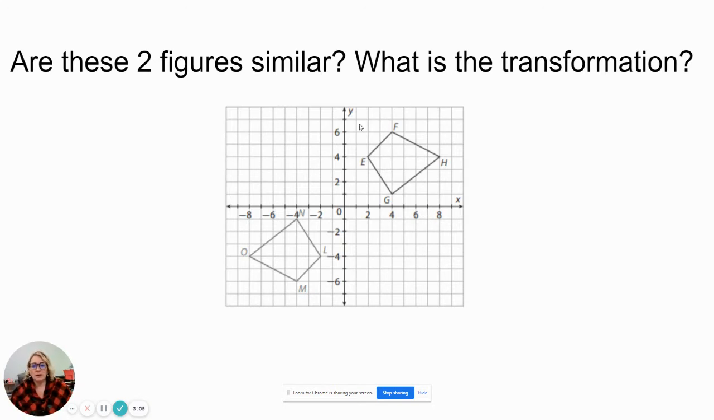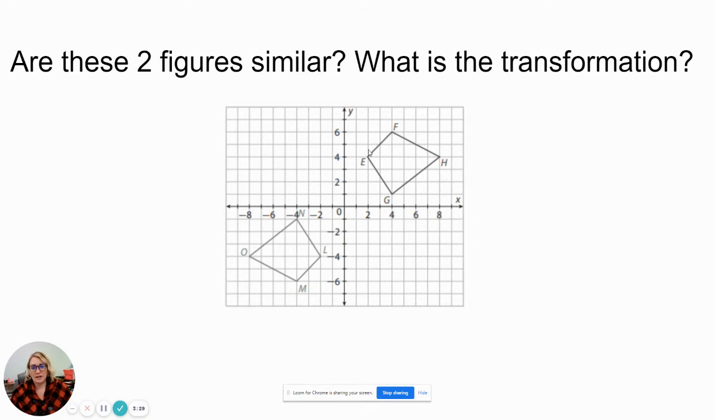Okay, so for this one, first of all, are the figures similar? Hopefully you would say yes. They both look exactly the same. They're just in a different location. So up here in this quadrant 1, EFHG is our pre-image, and this down here in quadrant 3 is our image. So how would we get here?